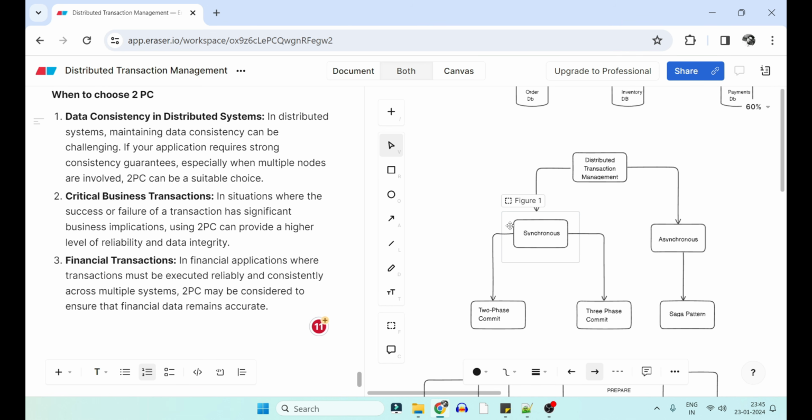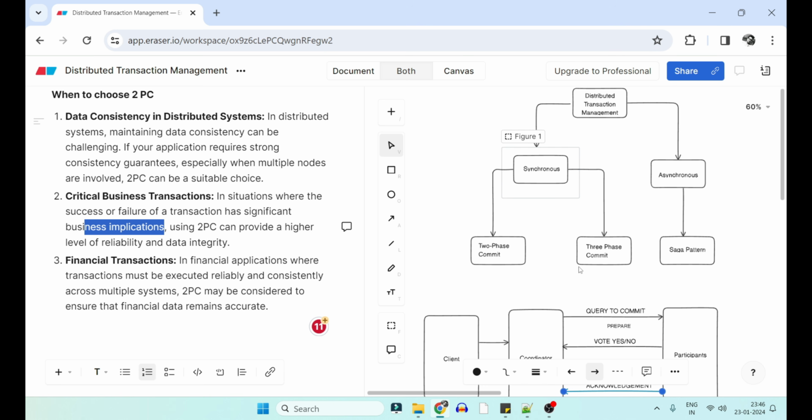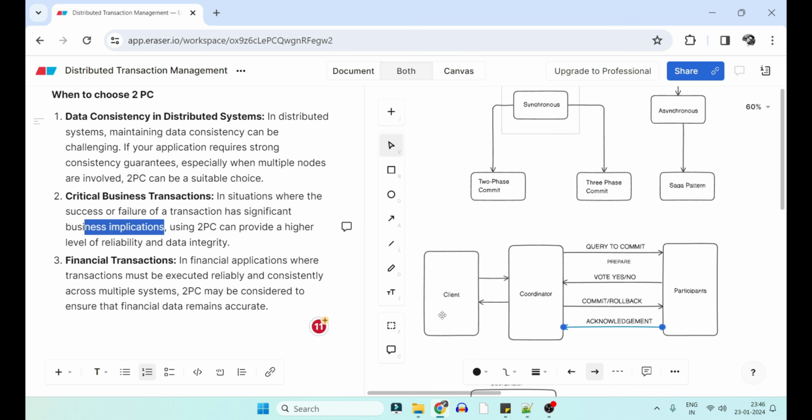Now a question can be asked: when to choose synchronous or two-phase commit. You will choose 2PC, which is a synchronous way of handling distributed transactions, in scenarios where there is very high business criticality, where success and failure have a significant impact on the business. Until all the participants give you a response, nothing is sent back to the client, so the client waits till that particular time. So that is synchronous. So when the business is that critical, for example, in a financial transaction.